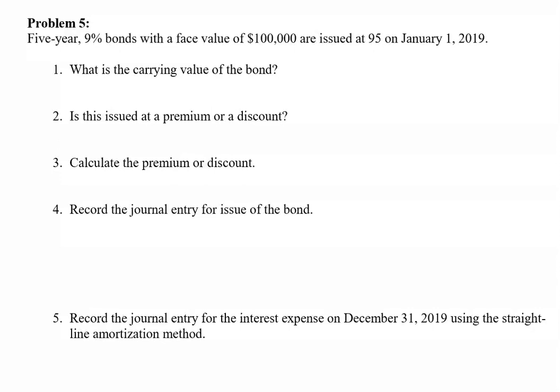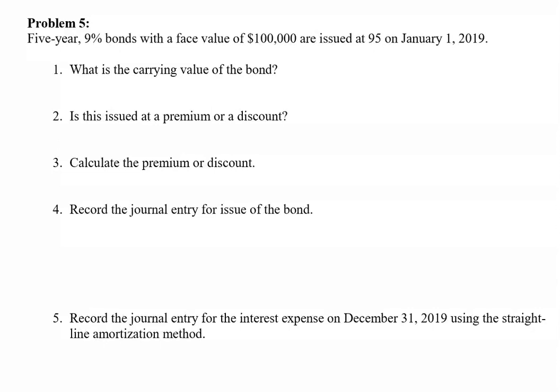Next, we'll talk about what we do with these discounts and premiums. They have to influence our accounting record somehow. There are two ways to do it. One is the amortization method, and the other is the effective interest method. You read about both of them. We're going to focus primarily on the amortization method, but we'll talk a little bit about the effective interest rate.